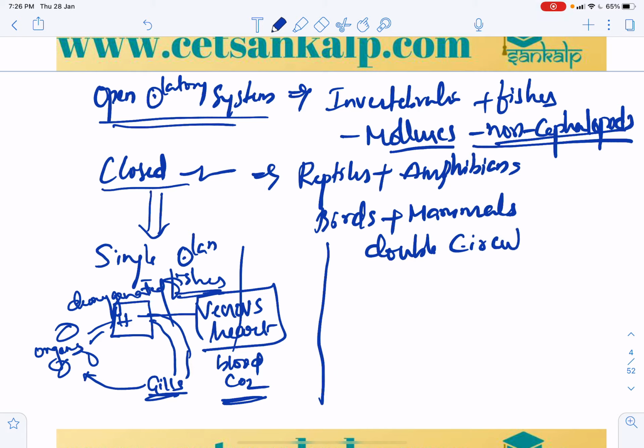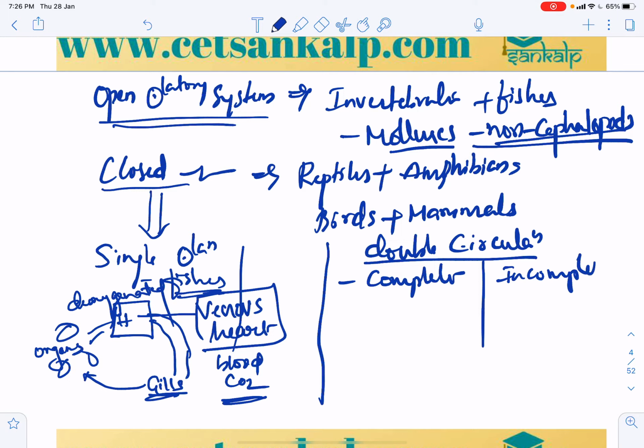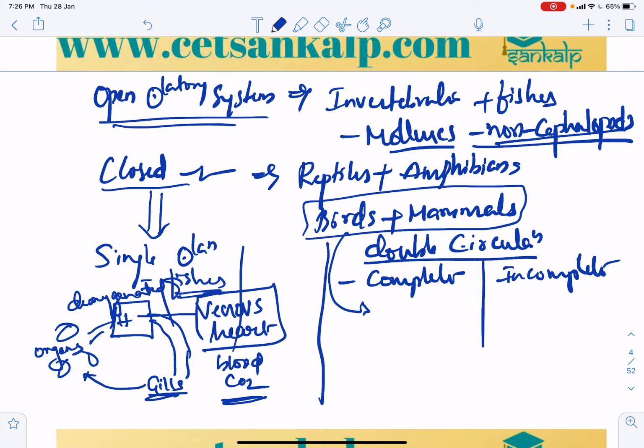So in this case, double circulation, we have complete double circulation and incomplete double circulation. Complete and incomplete, I think we are all familiar with this. Complete means the birds and mammals, where the blood will go through the heart twice before reaching the tissue cells or organs. Here there are 4 chambers which are completely separate, and in this case the blood won't get mixed.